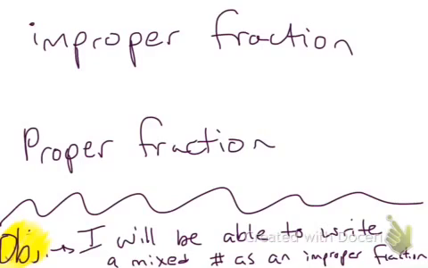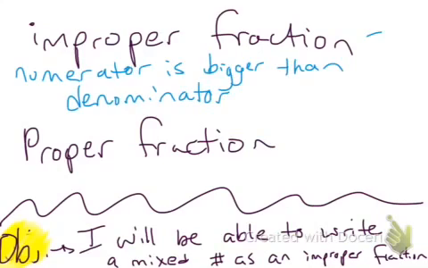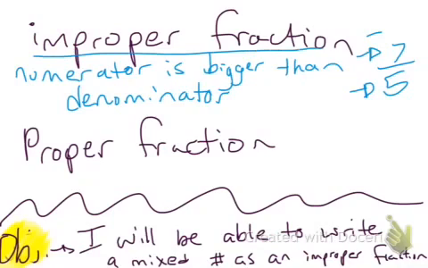So the first thing we need to know for the lesson is what an improper fraction is. An improper fraction is a fraction where the numerator is bigger than the denominator. An example of that would be 7/5. Remember, 5 is the denominator. Denominator is on the bottom. 7 is the numerator. Numerator is on top. So in an improper fraction, the numerator, the number on top, is bigger than the denominator, the number on bottom.